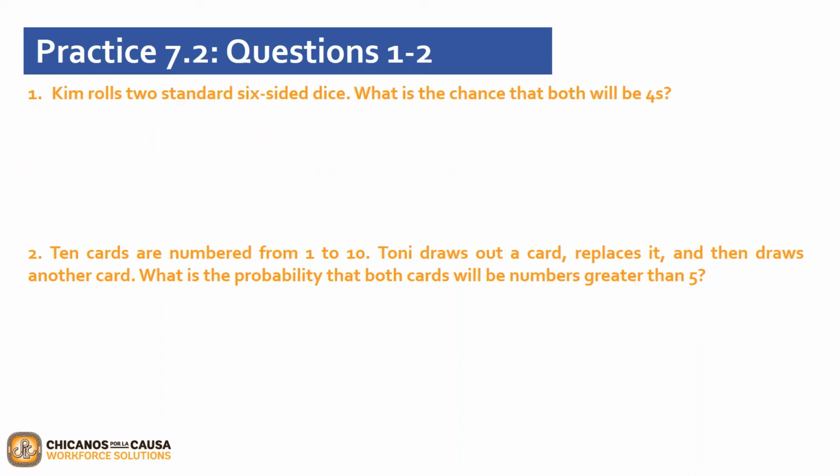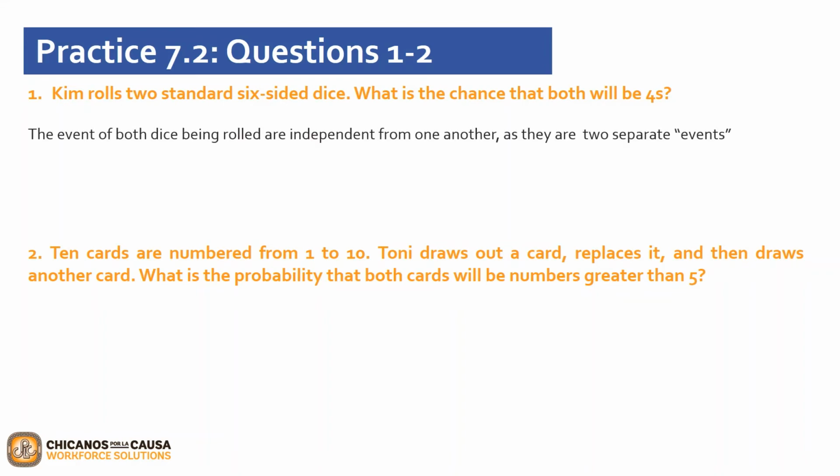So lesson 7 is a pretty long one as we have another section of practice questions. So let's go ahead and get started. We have 2 questions. Number 1, Kim rolls 2 standard 6-sided dice. What is the chance that both will be 4s? So we have 2 separate dice. The event of both dice being rolled are independent from one another as they are 2 separate events. So that's just something important for you to keep in mind.